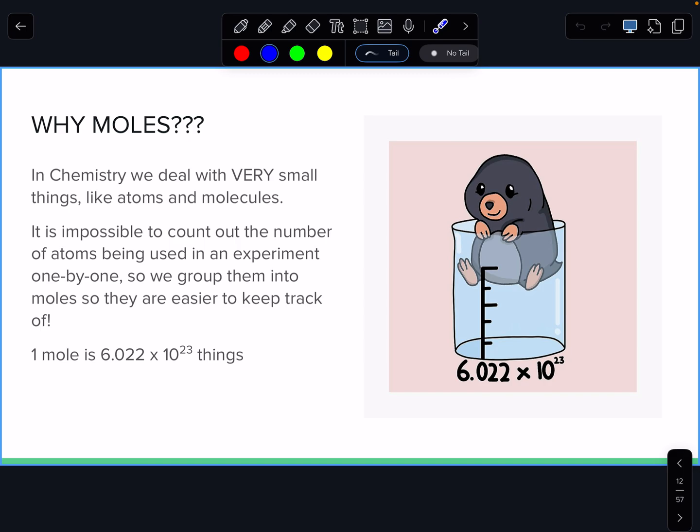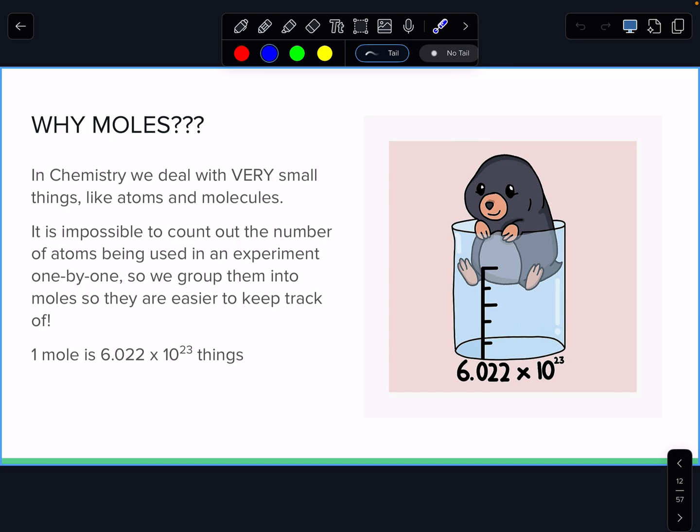It's impossible to count them by hand. Up until just recently have we actually been able to see them. We do have microscopes these days that can see atoms. It's not a type of microscope you look through, but it can generate an image that we can see atoms. But even then it's impossible to count.